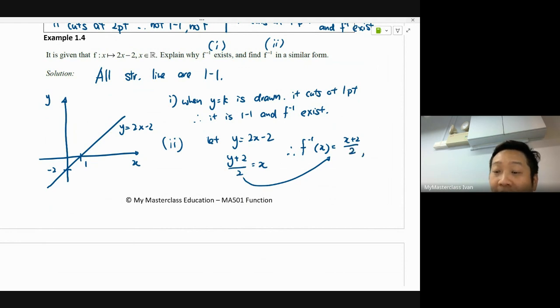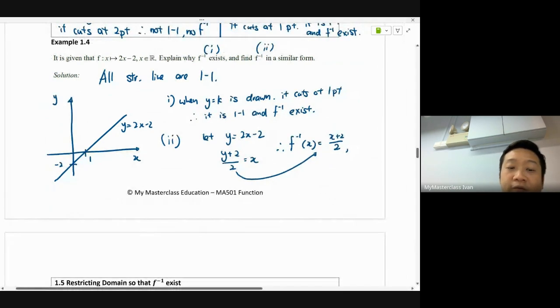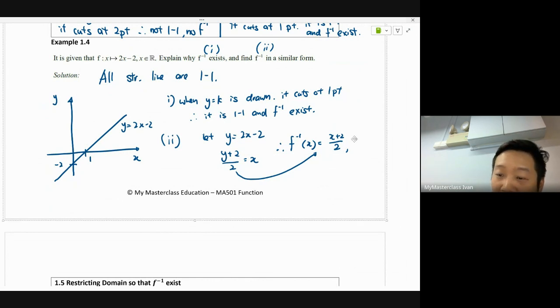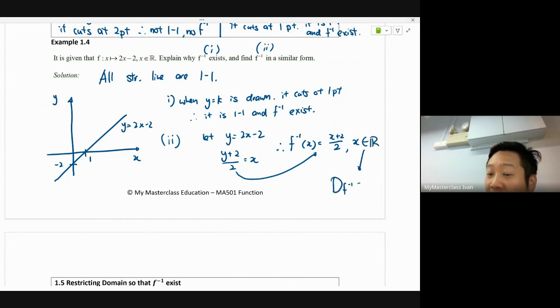Remember to write the domain. Look at the graph. What is the range of f? Anything, right? So x can be anything. Remember, the domain of f inverse is equal to the range of f. Because the range of f can be anything, the domain of f inverse can also be anything. If you're not sure, just always write anything, unless you know that it is changed.